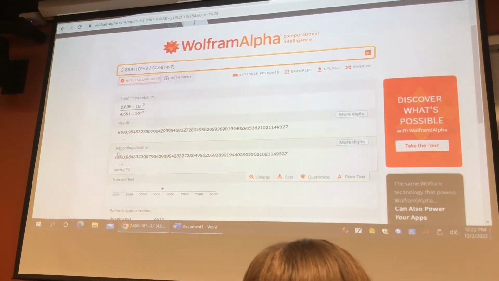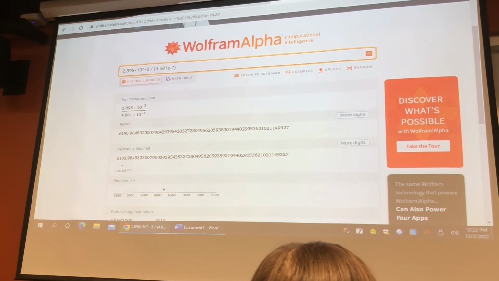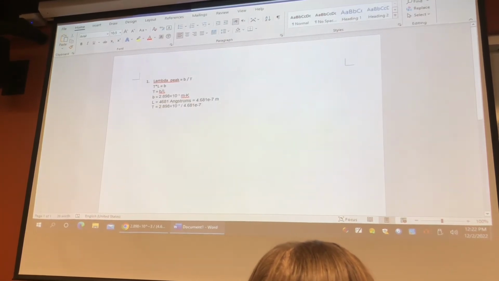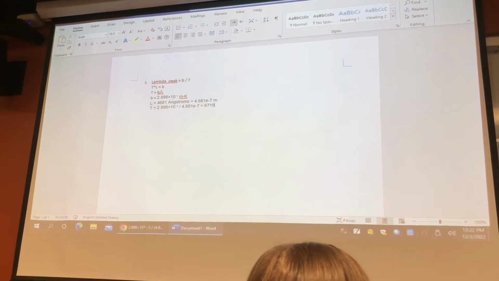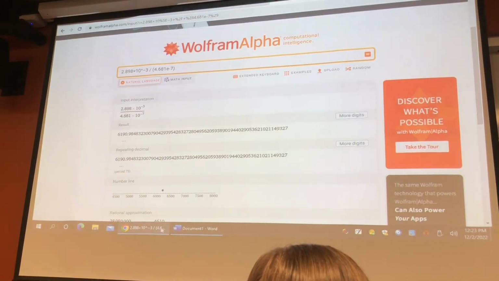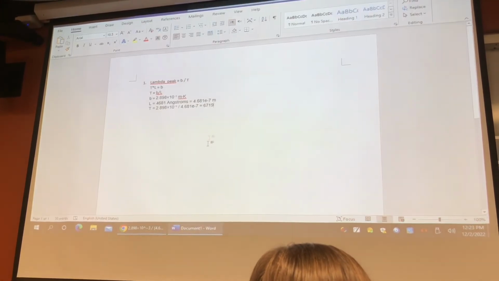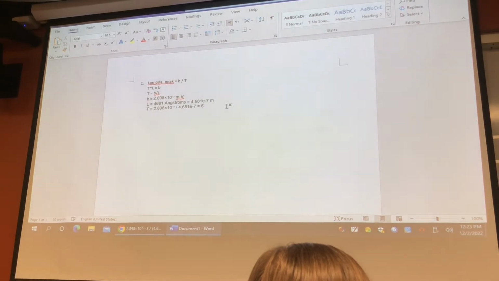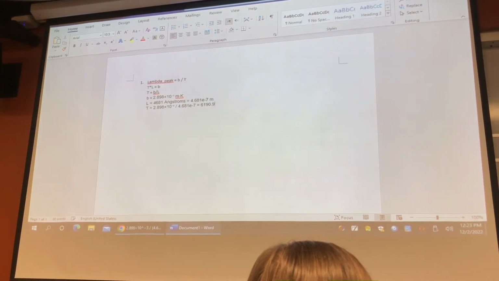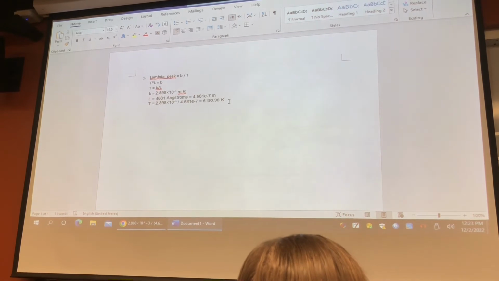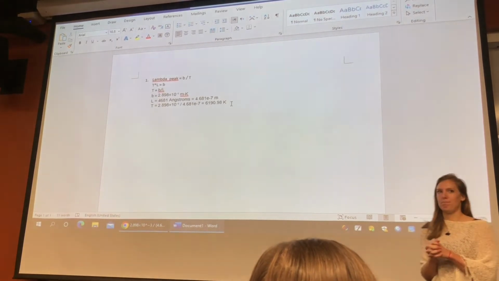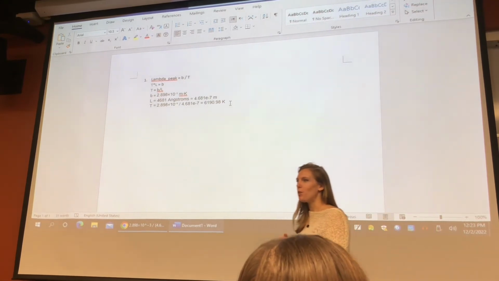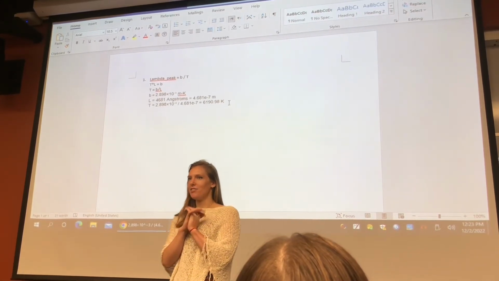Okay, so 6190.98. Wait, is that right? 6190. Cool. So that is number 1. Any questions about how to do that? So that's what you're going to do for both of your stars. Hopefully it is really straightforward.